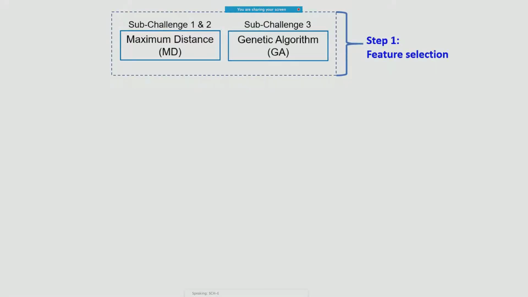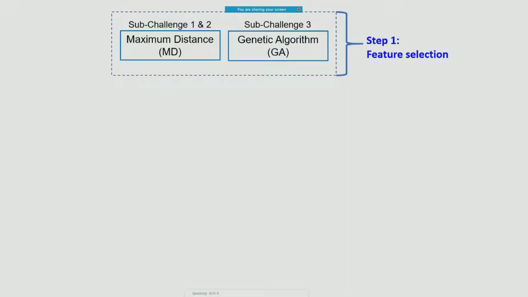Now let's look at the workflow of our method. The first step is feature selection. For sub-challenge 1 and 2, we use the maximum distance method. This method is based on Euclidean distance, which means for each gene, we will calculate the distance from this gene to all the other genes. For sub-challenge 3, we use a different strategy, which is a genetic algorithm. This is a powerful tool to solve optimization problems.